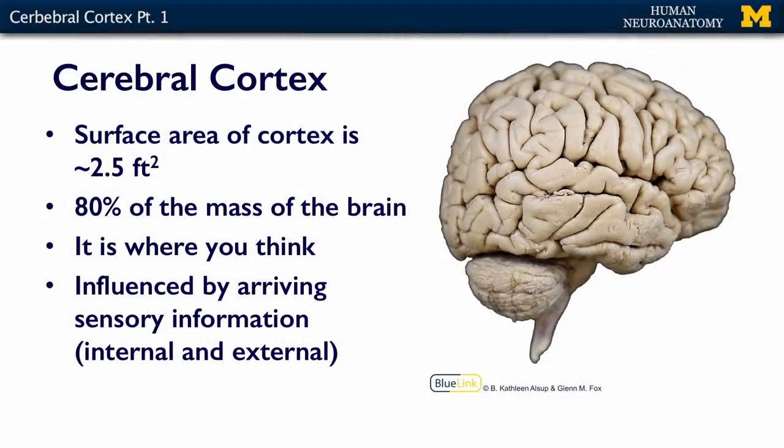The cortex is about 80% of the mass of your brain, and it's where you think. It is really where you, as a person, exist in your nervous system. So everything that's unique to you is because of your cortex and is a property of your cortex.